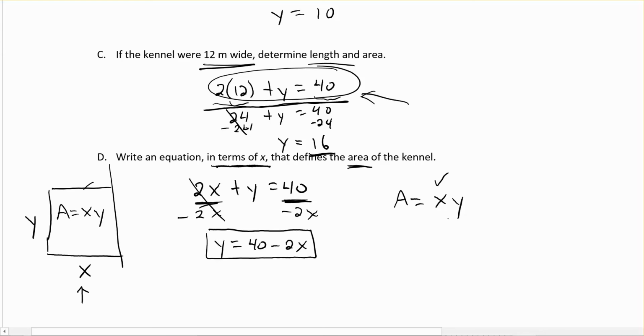Well, luckily, I've already made an equation that is just in terms of x. So y was equal to 40 minus 2x. So instead of writing a y there, I'm going to say area is equal to that original x that was there. But instead of having a y value, what I'm going to have instead is what y is equal to. So 40 minus 2x. Same equation, I've just replaced y with that, because that's what y was. Okay, so I've got that formula now.